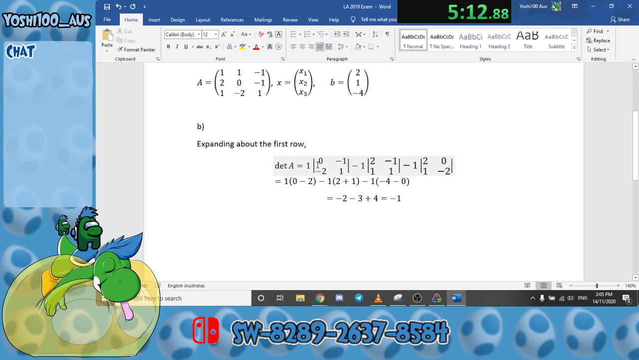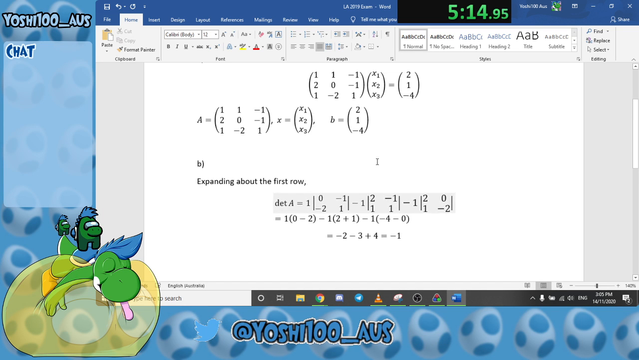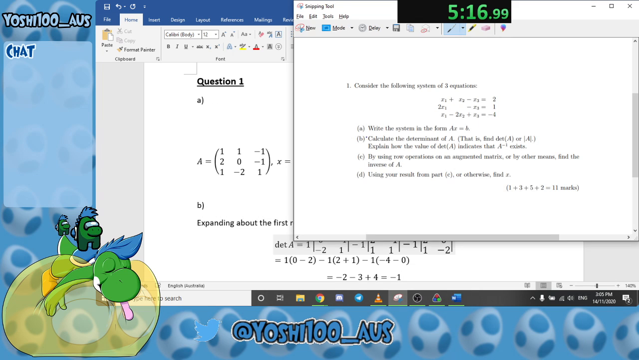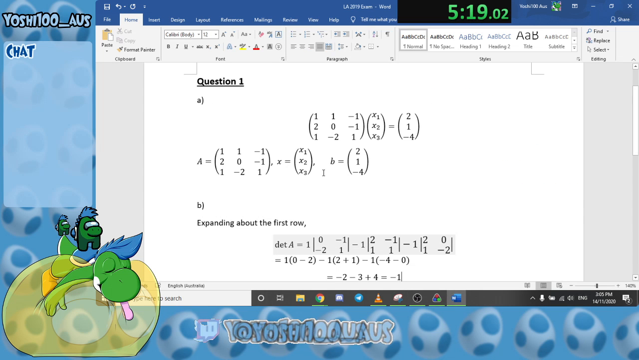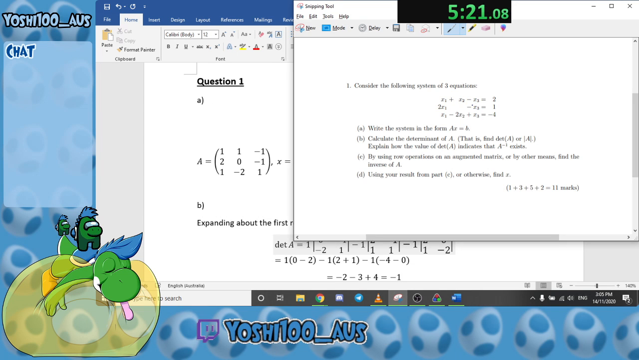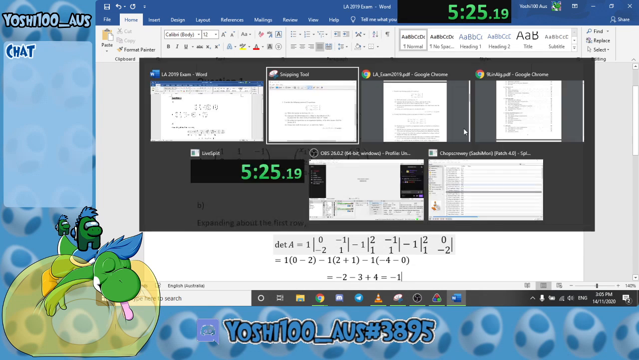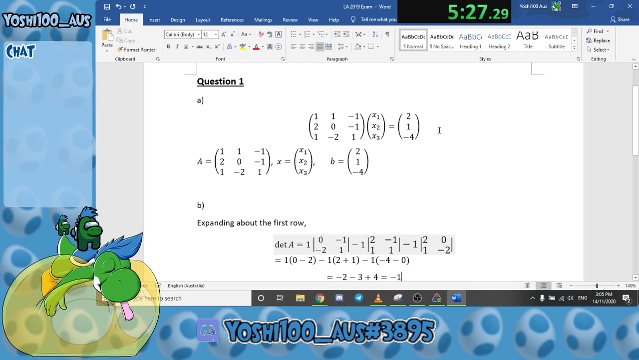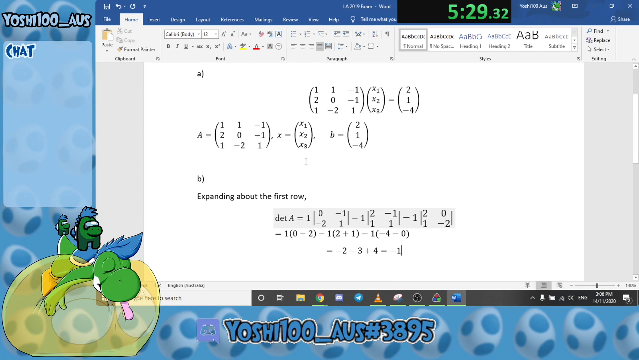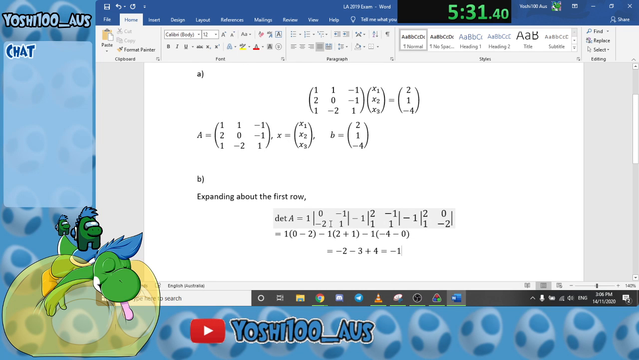I hope that's right. Just gotta double check this now. 0, minus 1, minus 2, 1. I did write this correctly, right? I should probably check that first. 1, 1, minus 1, 2. 2, 0, minus 1, 1. 1, 2, minus 2, 1, minus 4. Okay, got it. And then I wrote this the same. Yeah, it's copy pasted, so there's no way.